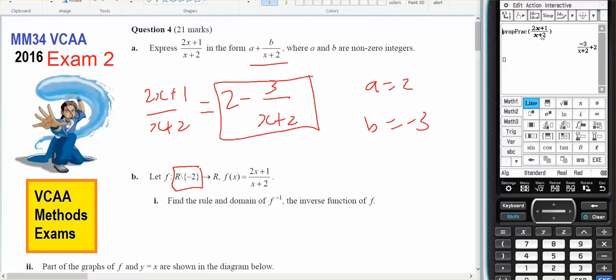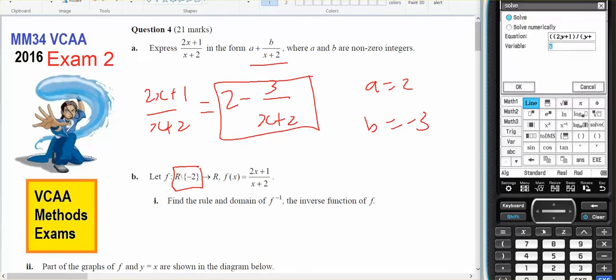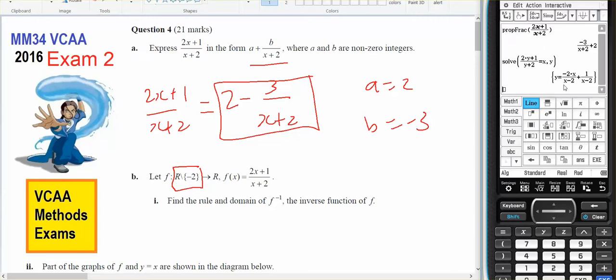Find its inverse. So if I take this, get rid of the bracket, and make it equal x, and I change the x to y and the y to x, and I go interactive, advanced, solve for y, and I put that together, I get the inverse equaling (1 - 2x)/(x - 2).